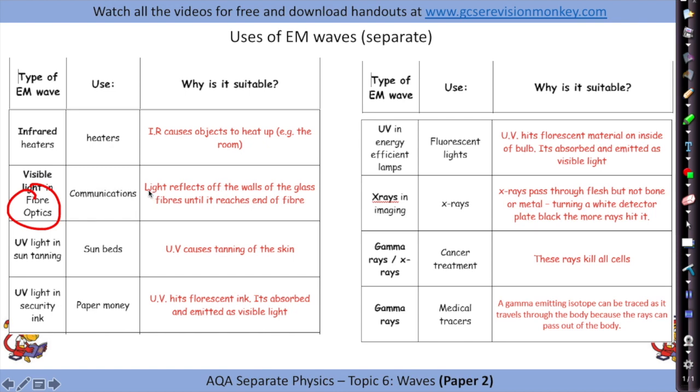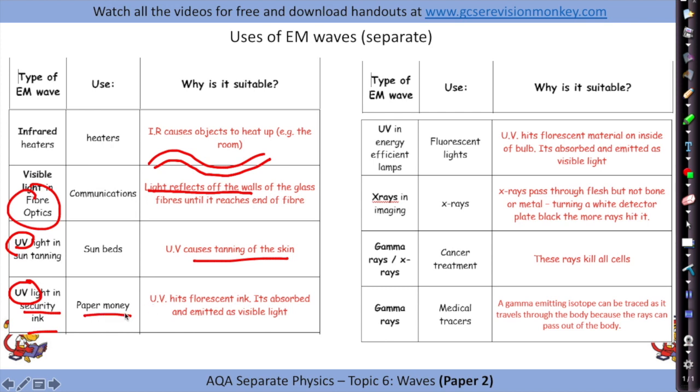How does that work then? Well, light will reflect off of the walls of the glass fibre. You'll have a tube of glass there, and light will just internally reflect off of the inside walls there until it reaches the end of the fibre. Ultraviolet is used in sunbeds, so it simply causes tanning of the skin. Ultraviolet can be used in security ink.